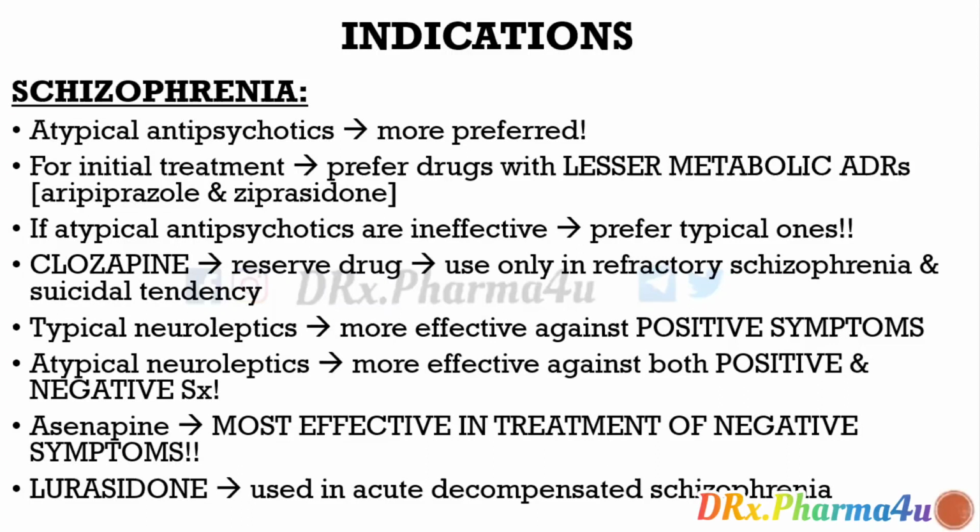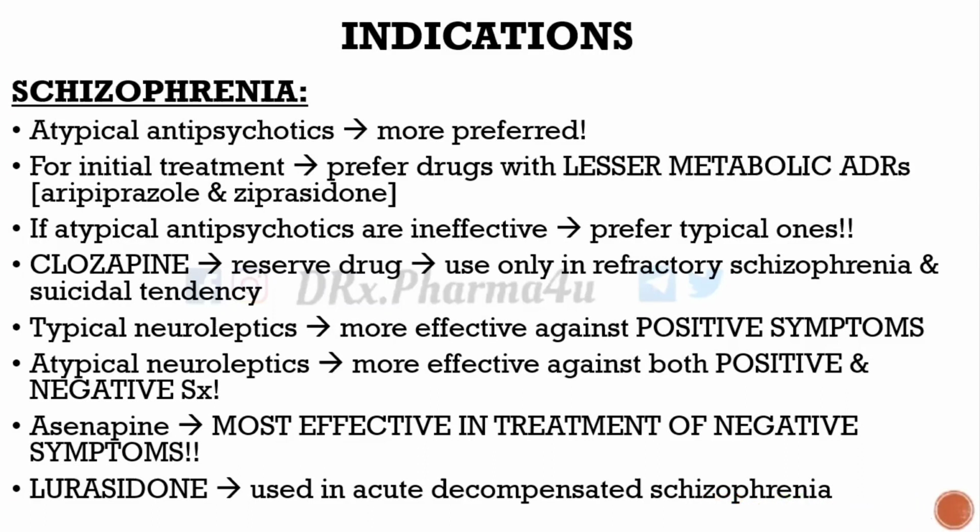Typical neuroleptics are more effective against positive symptoms because typical antipsychotics block dopamine receptors. And when dopamine increases, as I said, it causes positive symptoms. Atypical neuroleptics or antipsychotics are more effective against both positive and negative symptoms. Asenapine is the most effective in the treatment of negative symptoms.